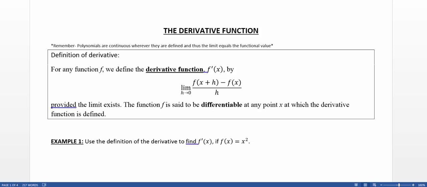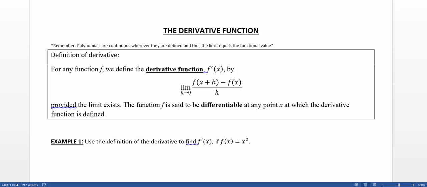Before we get into that, I want to remind you that when we talked about continuity, we talked about how polynomials are continuous wherever they are defined. And we talked about what that meant. It meant that the limit was equal to the functional value. That's how we defined continuity.